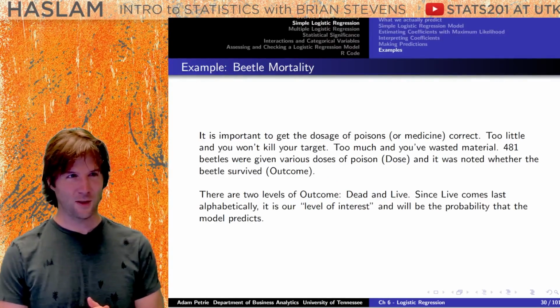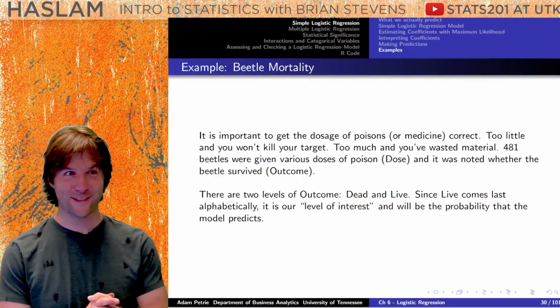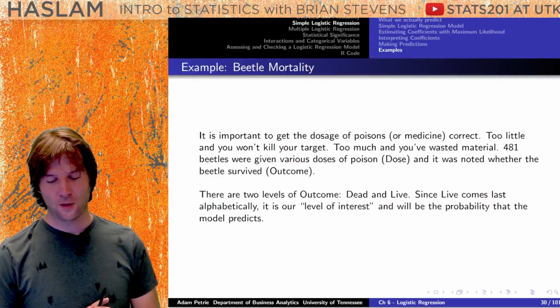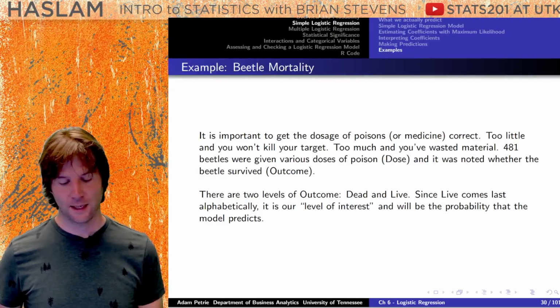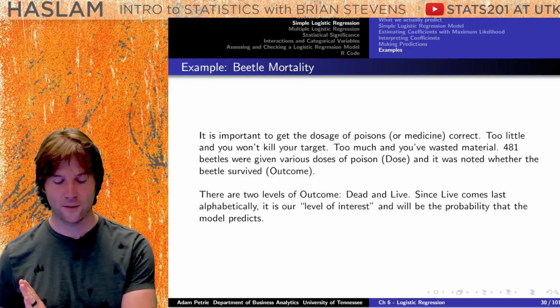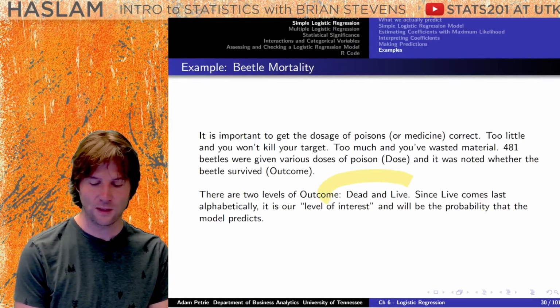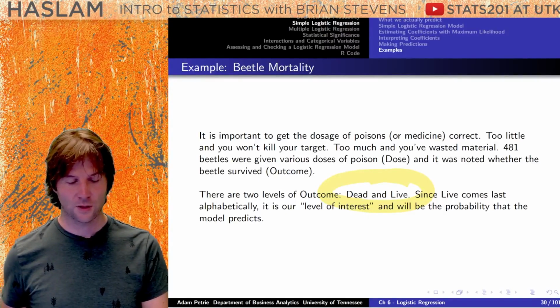Let's talk about beetles, though, and trying to use some poison to get rid of the beetles. That's always a fun topic. With the beetles right here, we have 481 outcomes, and we make a logistic model to predict dead or live. Now, be careful, it's not dead or alive, it's dead or live. So what is the level of interest for this problem? The level of interest would be live.